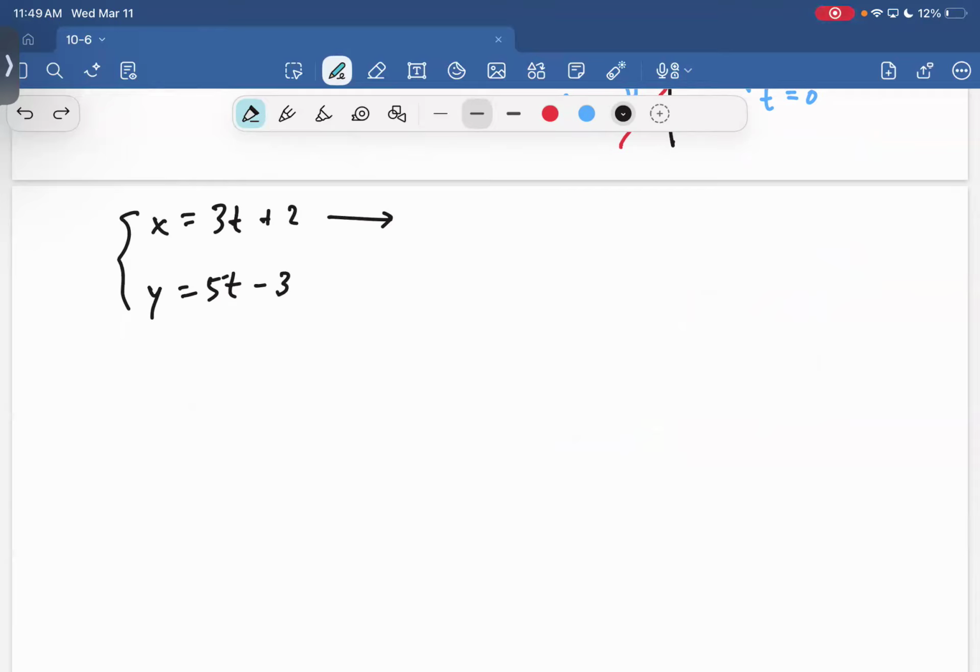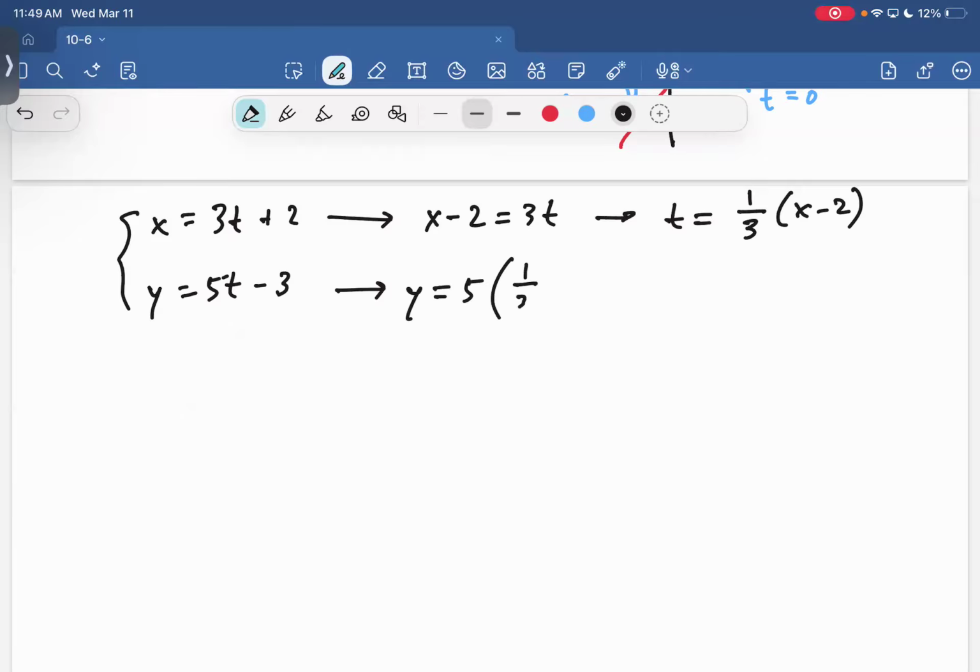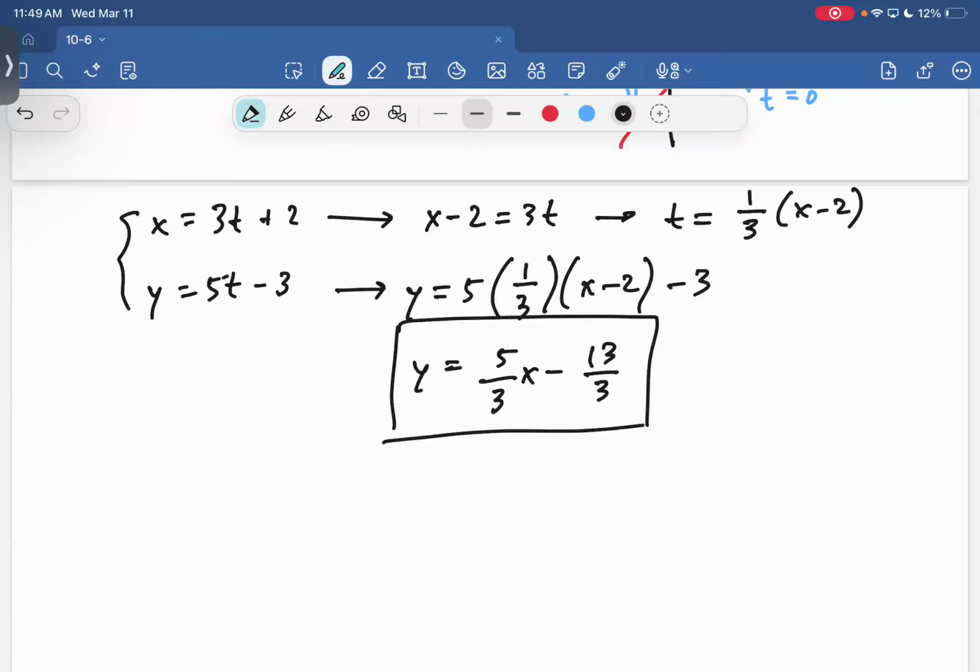So if we were to isolate t from the first equation, we would subtract 2 from both sides, and then we would get t equals 1/3 x minus 2. Correct? And then we just plug in that value of t into the second equation, which would yield 5 times 1/3 times x minus 2 minus 3. And so y equals 5/3 x minus 13 over 3 or something. And that would be our rectangular equation.